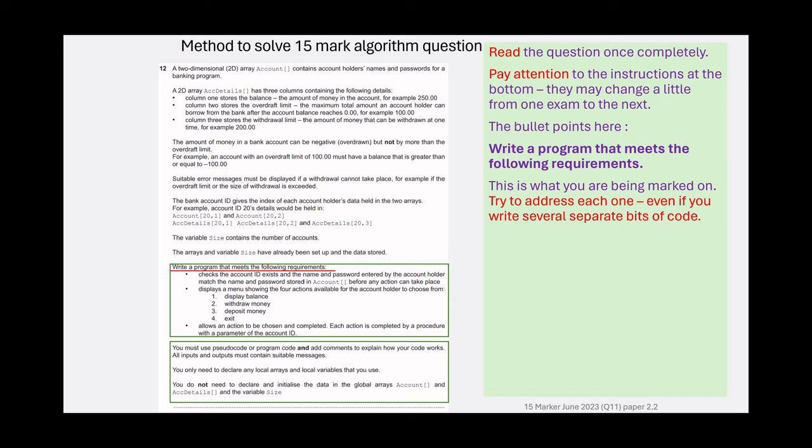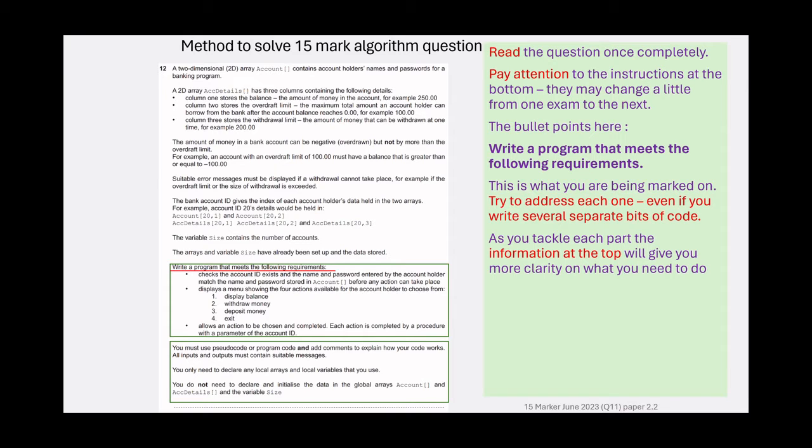So as I say here, try to address each one, even if you have to write several separate bits of code. Let's say you start writing your program and you get to one of the bullet points, and you have a little bit of trouble with that. Maybe you might just write something that you think will work. It's almost as if you're writing a separate bit of code that will address that point. By doing that, you're still trying to access some of the marks for that bullet point. So it's a good strategy.